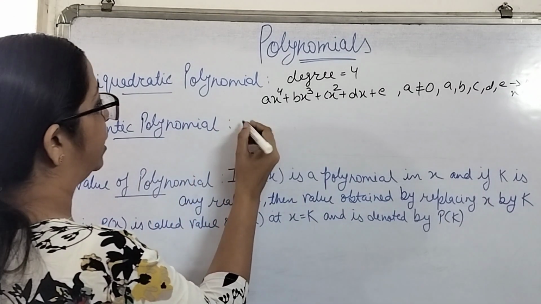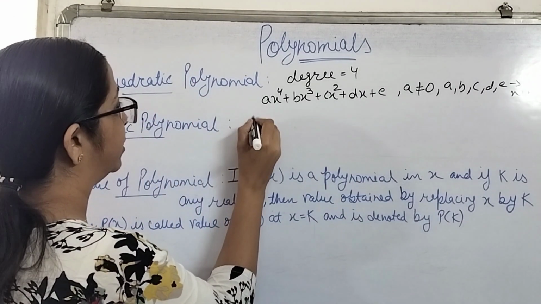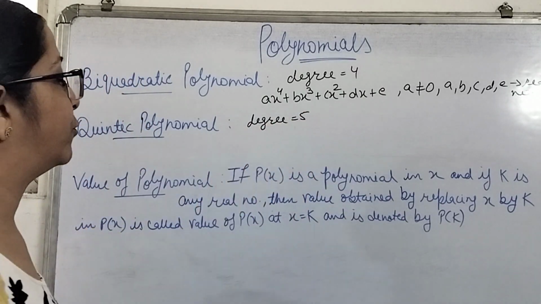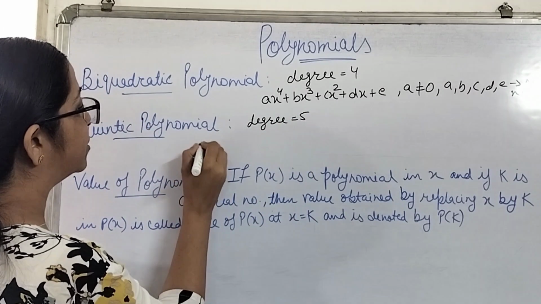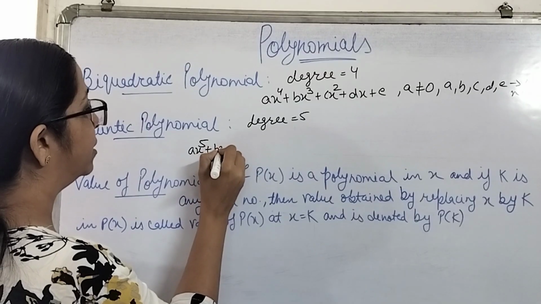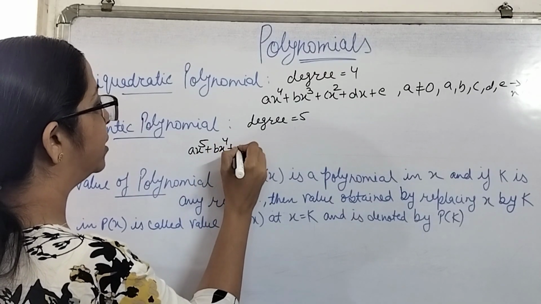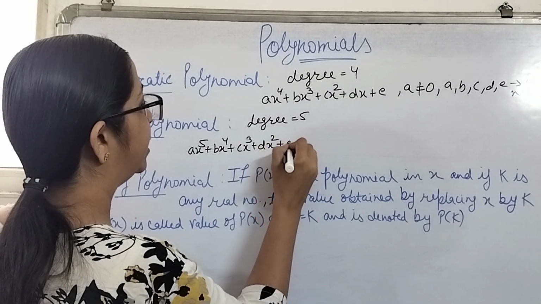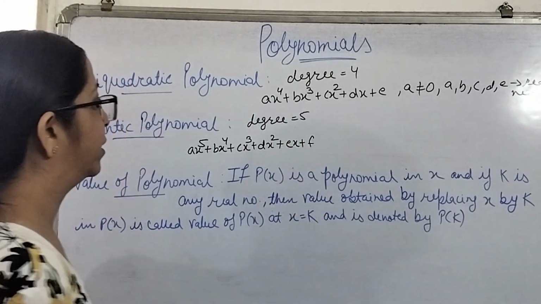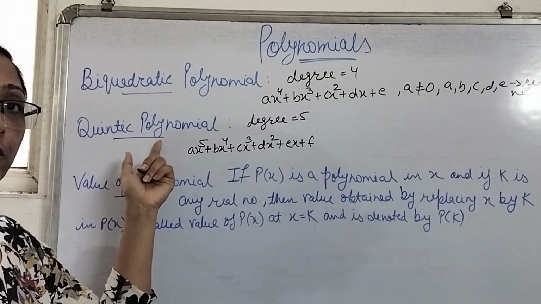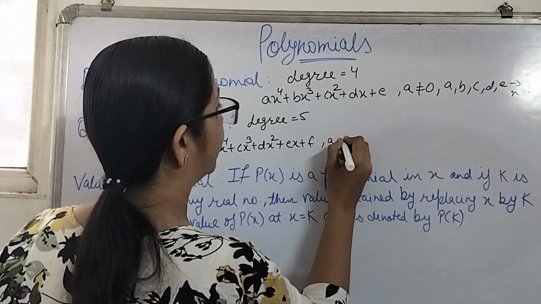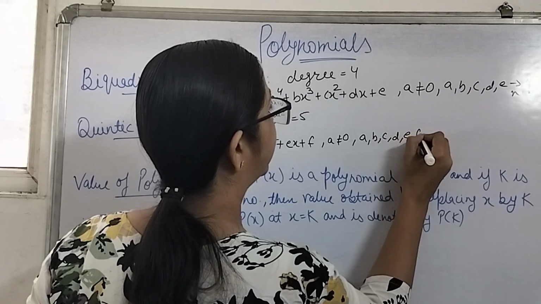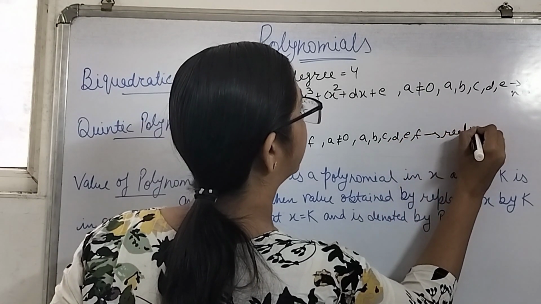Quintic polynomials are the polynomials whose degree is 5. The general formula for this is ax^5 + bx^4 + cx^3 + dx^2 + ex + f. This is the general form of a quintic polynomial, where a cannot be 0 and a, b, c, d, e and f are any real numbers.